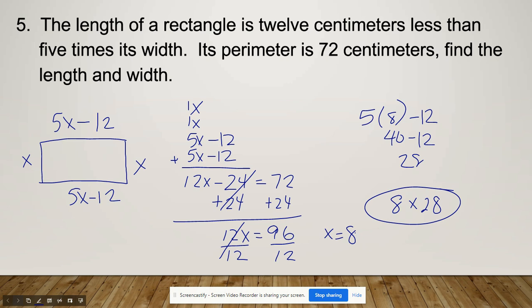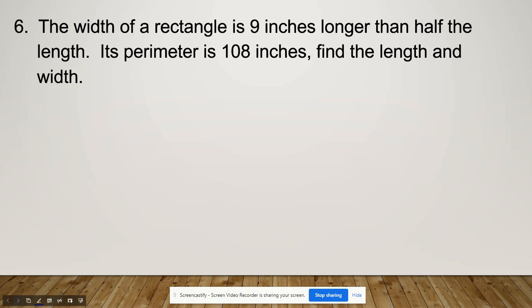Here we go. Number 6. The width of a rectangle is 9 inches longer than half the length. So once more, we have a rectangle, but this time it's comparing the width to the length. Okay, so the length is going to be x. We don't know the length. Remember, length is the longer side. And it says the width is 9 inches longer than half the width, or the length rather. So half x plus 9 this time.